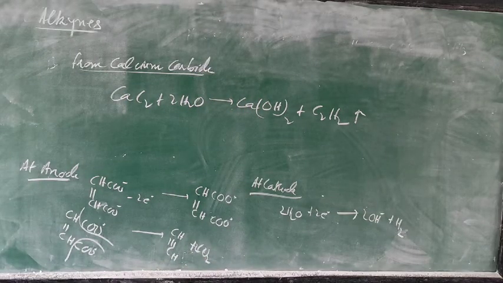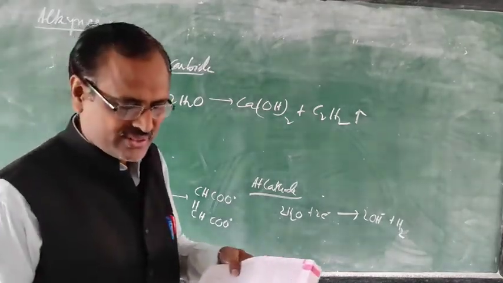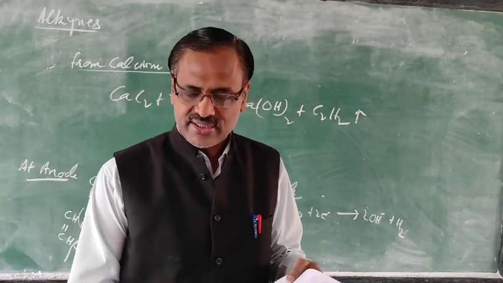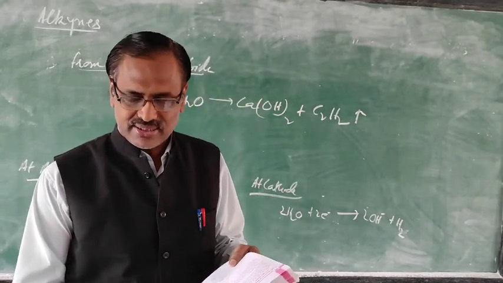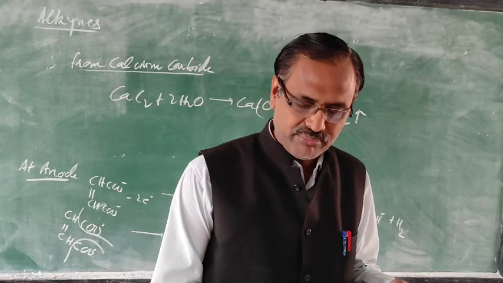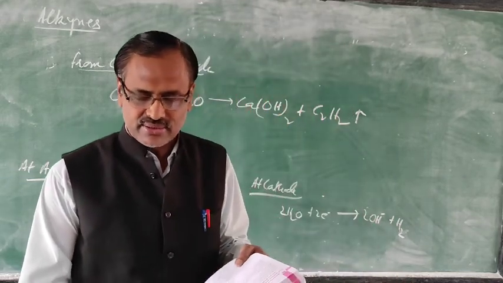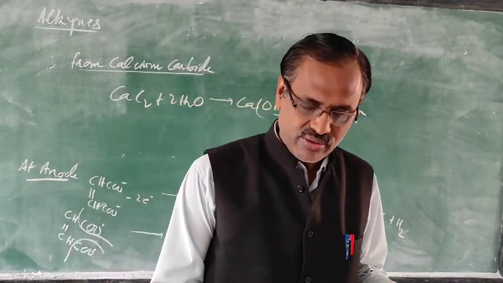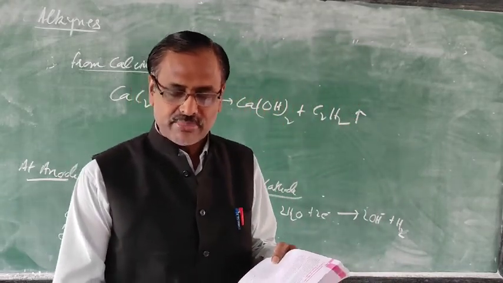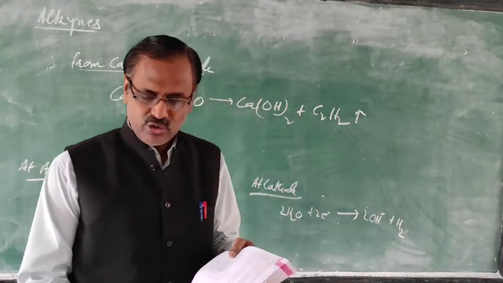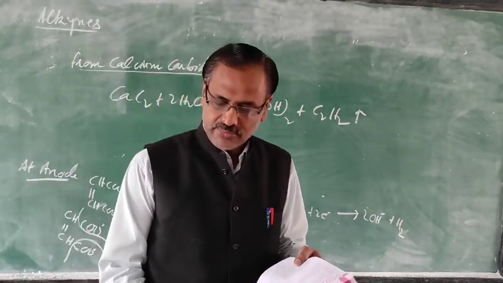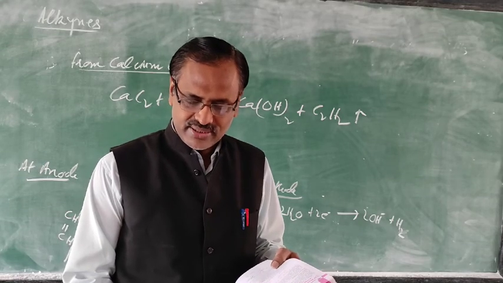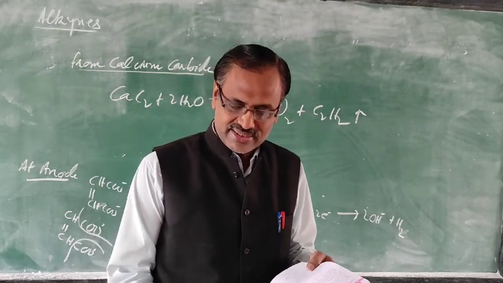Now next one is physical properties. Just please underline in your book. You are familiar. Just to see the physical state. The first three members, ethyne, propyne and 1-butyne, are gases at room temperature. 2-butyne and higher members up to 11 carbons are liquids, whereas those having more than 11 carbon atoms are solid. Now melting and boiling points. The melting and boiling points of alkynes are slightly higher than those of corresponding alkenes and alkanes.